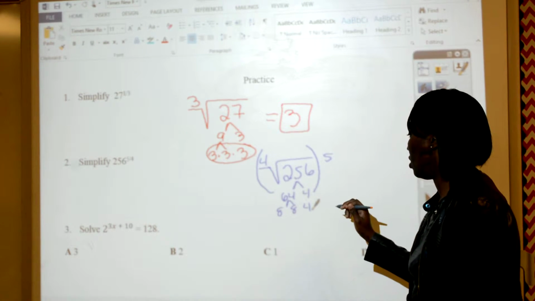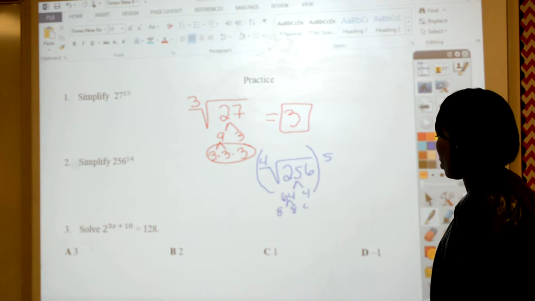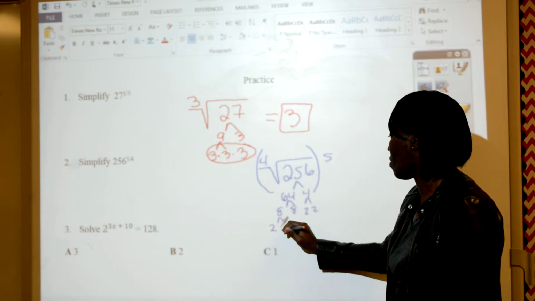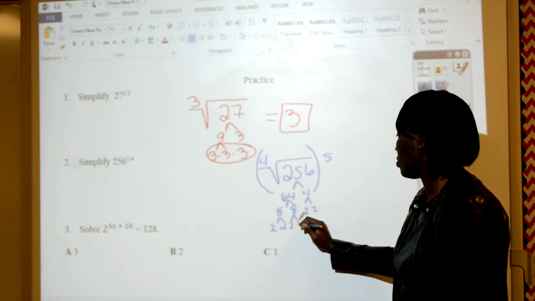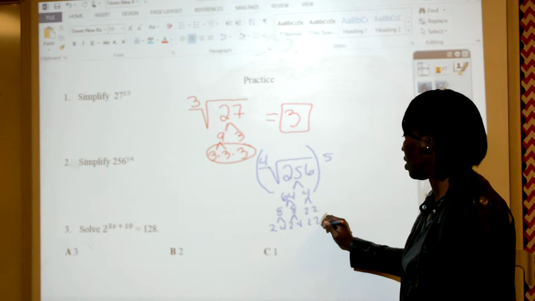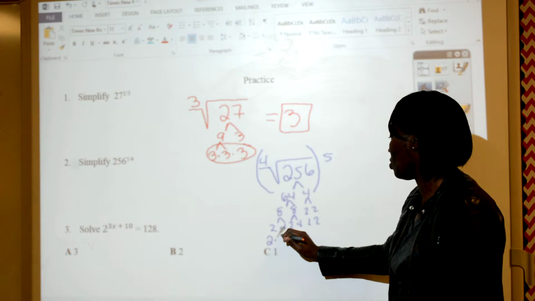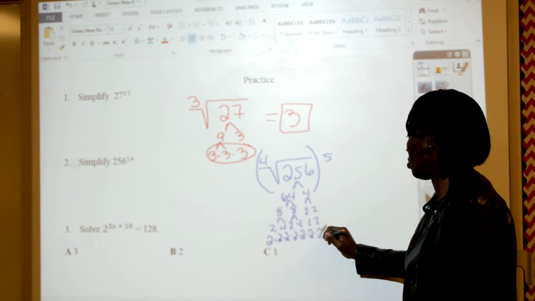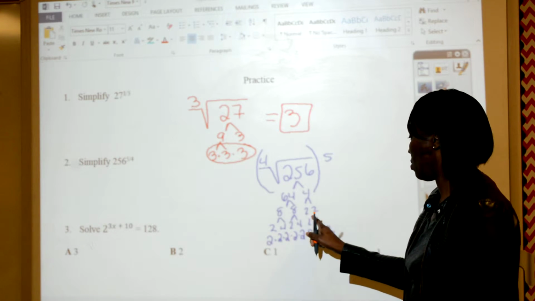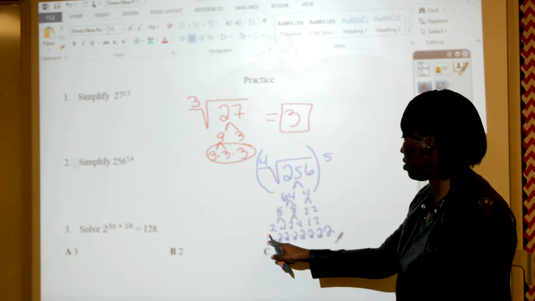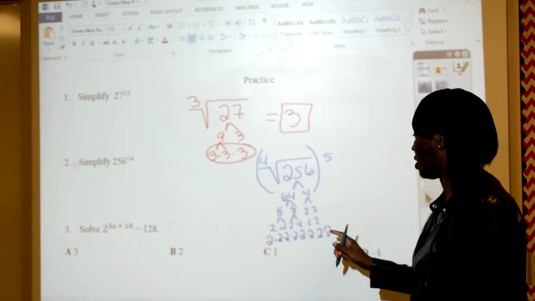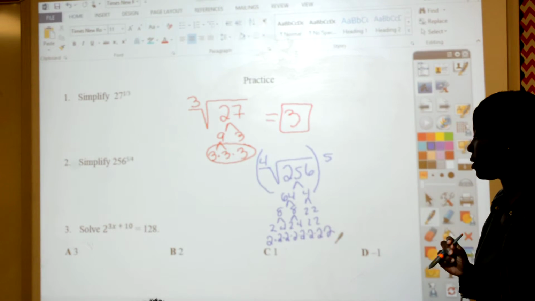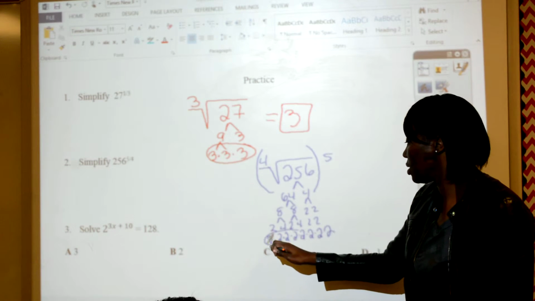And then, oh, not 4. 2 and 2. And then that breaks into 2 and 4. And 2 and 4. And then our 2's come down. And then that breaks into 2 times 2 times 2 times 2 times 2 times 2 times 2 times 2. Let me see, 1, 2, 3, 4, 5, 6, 7, 8. Yep. And then since our 4 is on the outside, that means we circle in sets of what? 4. So we have 1 set.